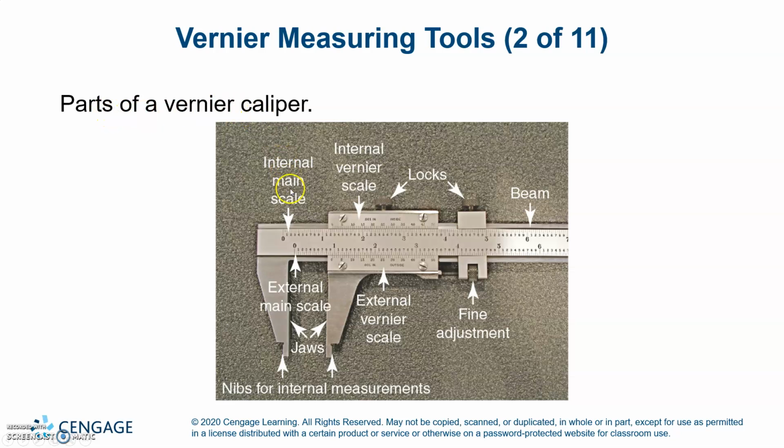So, parts of a vernier caliper. You've got the internal main scale and the external main scale. Of course, here are your jaws and the nibs. The nibs are the very tip that will measure the internal measurements. You've got the external vernier scale and the internal vernier scale, which are the top and bottom part. Of course, these are your locks, your fine adjustment, and your beam.